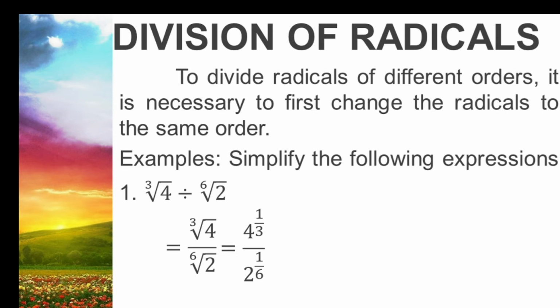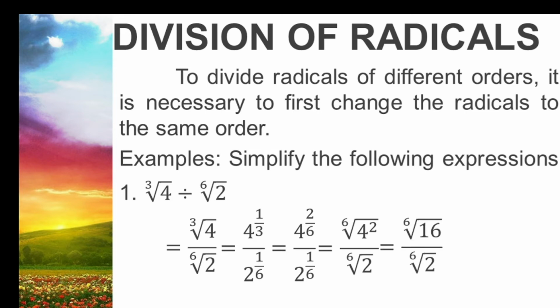Then we change the fractional exponents to equivalent fractions. So therefore, we have 4 raised to 2/6 over 2 raised to 1/6. Since the denominators of the exponents are already equal, we can turn it back to radical expressions. So we have the 6th root of 4 squared divided by the 6th root of 2. Therefore, we have the 6th root of 16 over the 6th root of 2. Therefore, we have the 6th root of 8.